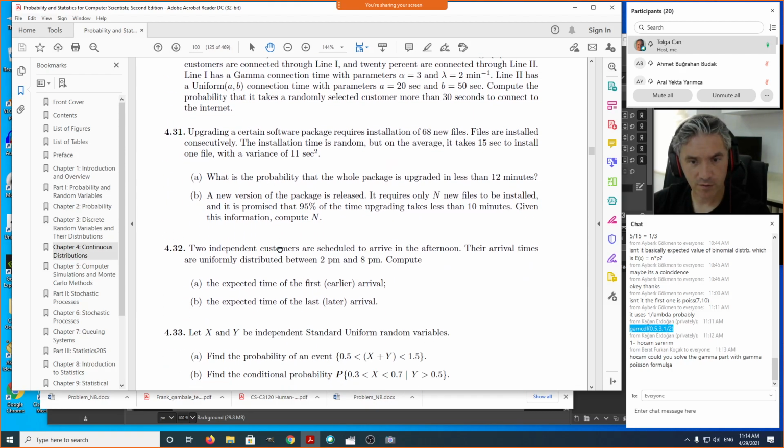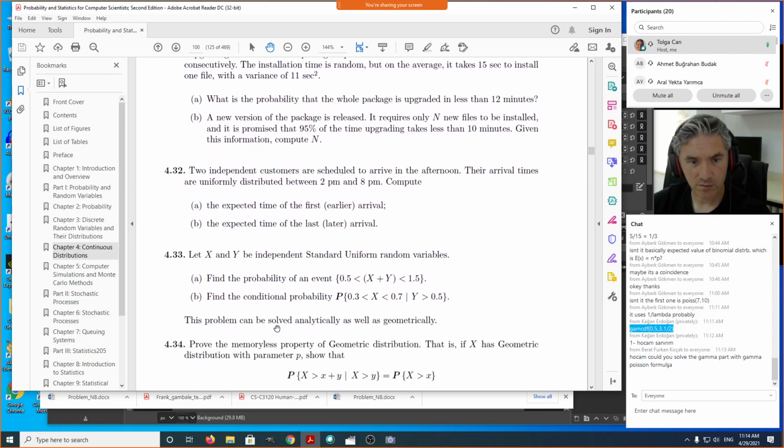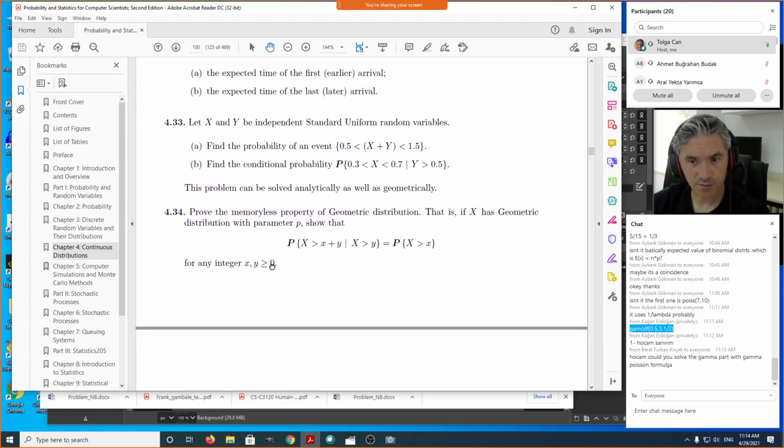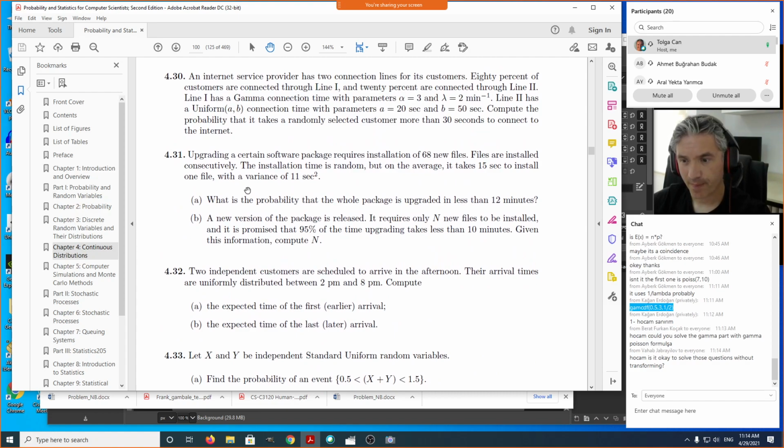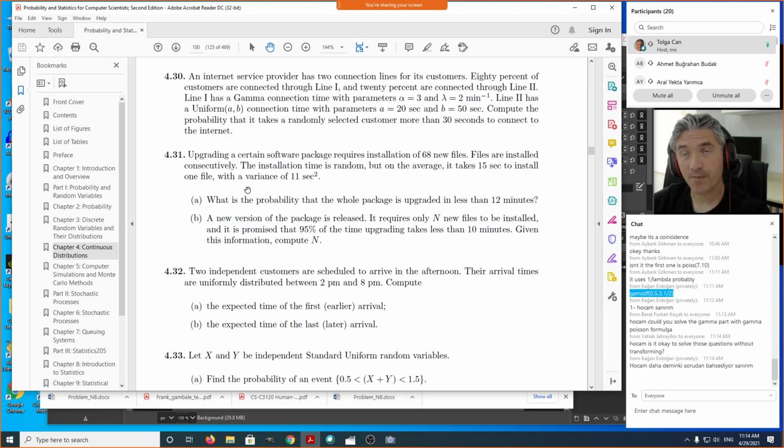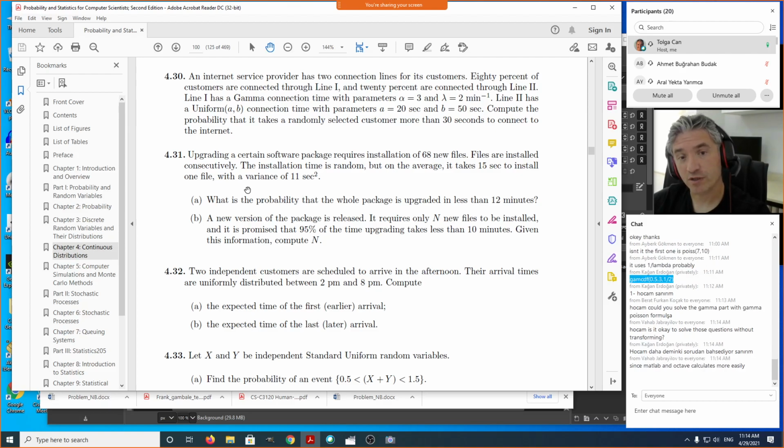Let's try to figure out which one. Standard uniform, geometric distribution. It's okay, yeah, the gamma Poisson formula. It's okay to solve them without transforming too. You can directly use the gamma CDF. Since MATLAB and Octave directly have the gamma CDF, it's okay to compute them.